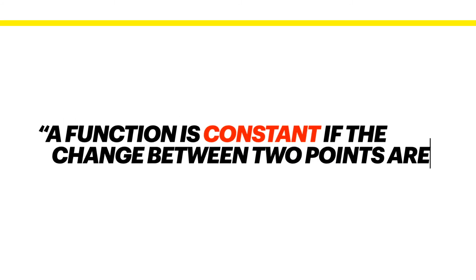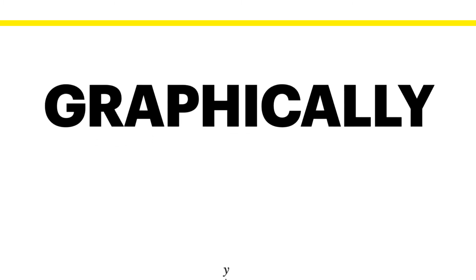The next will be a function is constant if the change between the two points is 0. You're basically telling me that the slope is 0, or you're flatlining, or it's a horizontal line. Now we can look at that graphically. Let me show you in a bit.